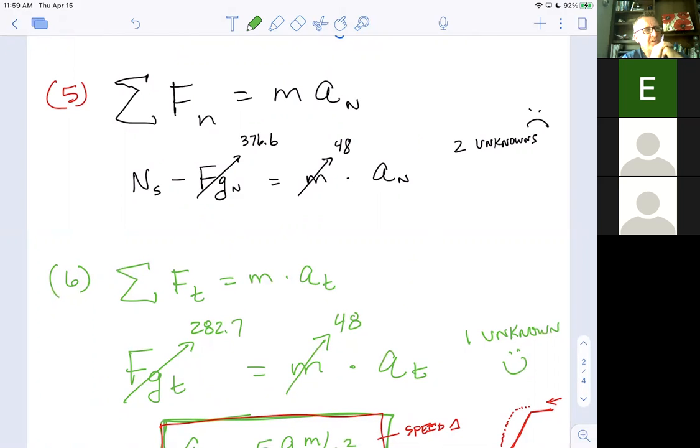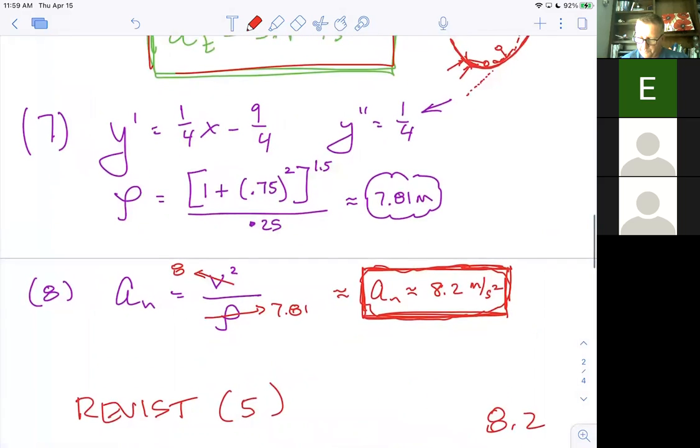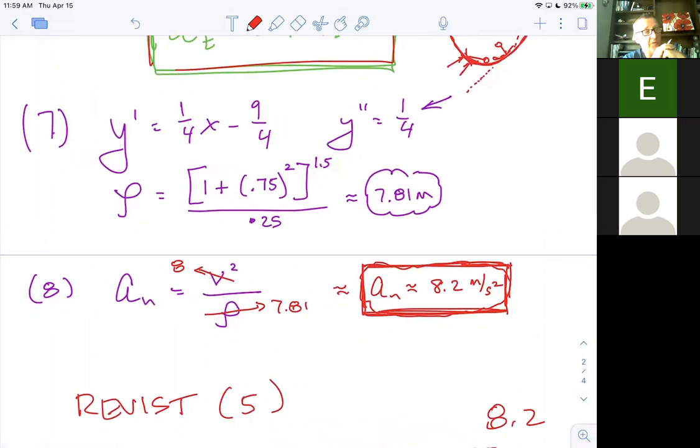And then that'll allow me to know, and this is always going to be the question you're ultimately asked to figure out, what is the normal acceleration and what is the tangential acceleration? Because those questions are: are you speeding up or slowing down, and how hard are you being asked to change directions? And that 8.2 we got down here for the normal acceleration is a pretty big change of direction. It's pushing pretty hard on me to change directions. And so those are the things I need to understand.